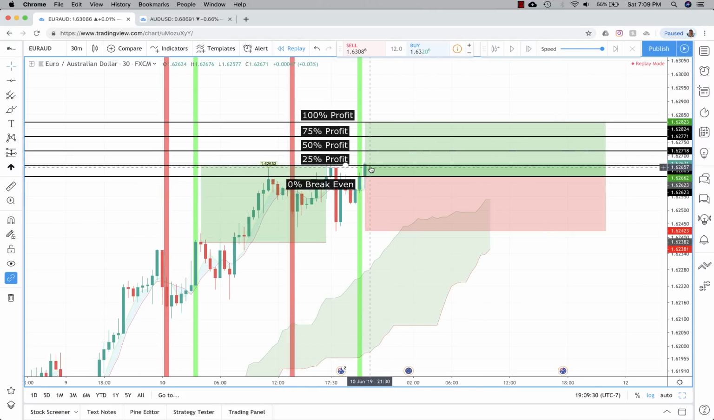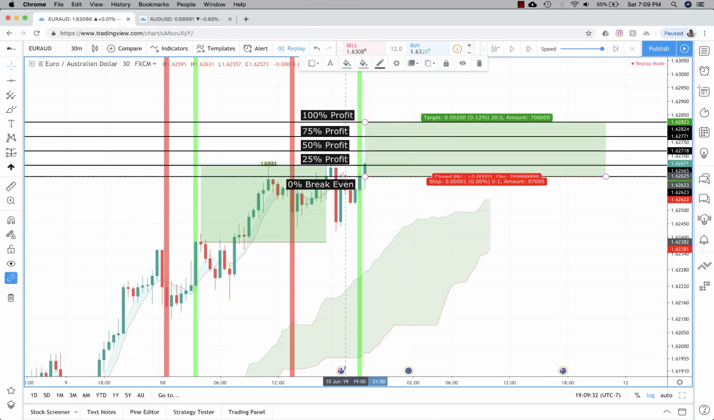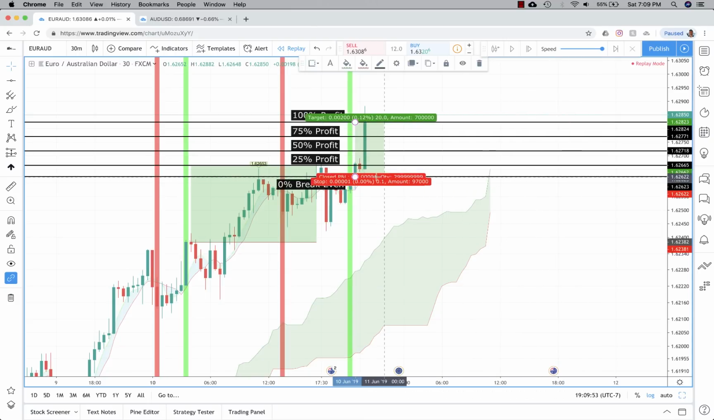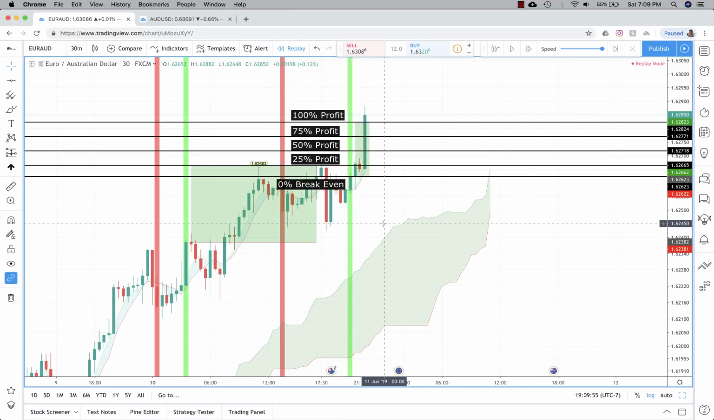So it reached 25% here. You can move your stop loss to break even. So now you've eliminated your risk. So if it reverses back, you have a guaranteed win. But if not, you can just let it run. So it's retracing a little bit. Oh, look at that. It's crazy. We won in like an hour and a half. So yeah, it hit 100%.